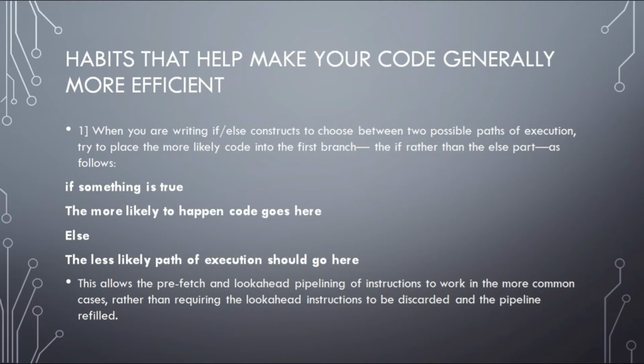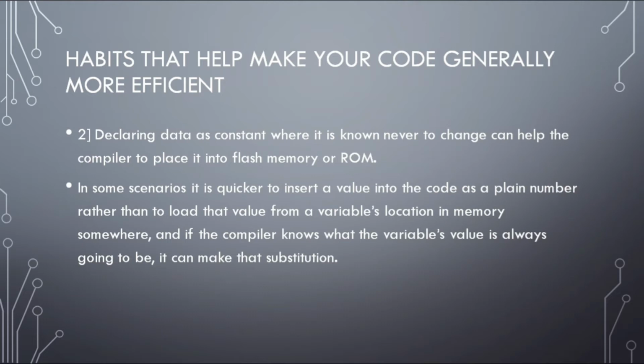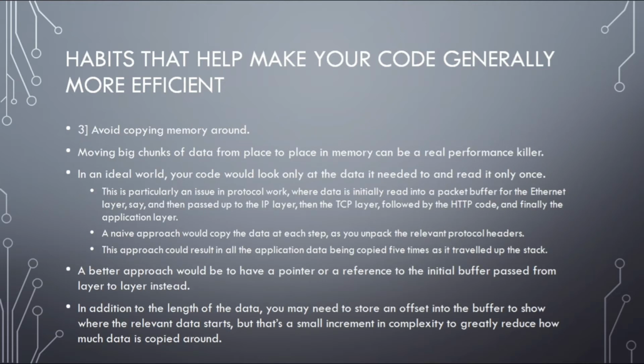When you are writing if-else constructs to choose between two possible paths of execution, try to place more likely code into the first branch. Declaring a variable as constant will also help the compiler to optimize the code. You can optimize the performance of the device by avoiding copying memory in big chunks. Moving big chunks of data from one place to another in memory can be a real performance killer.